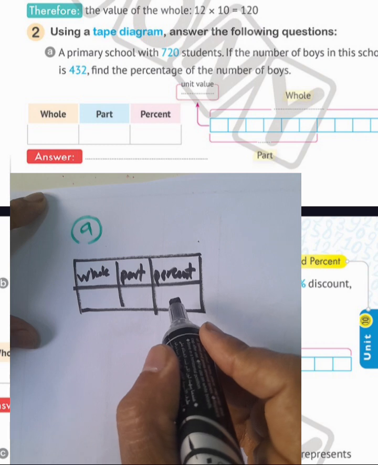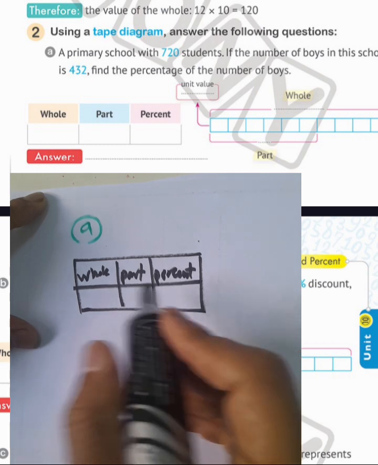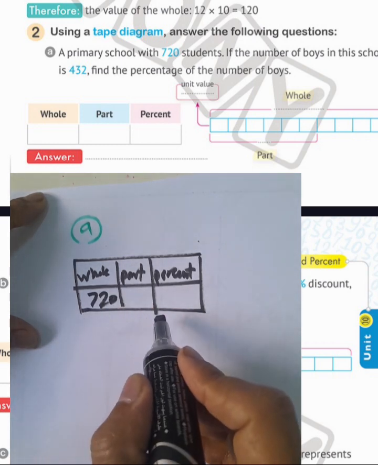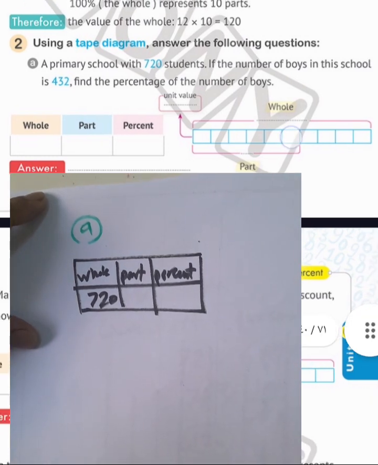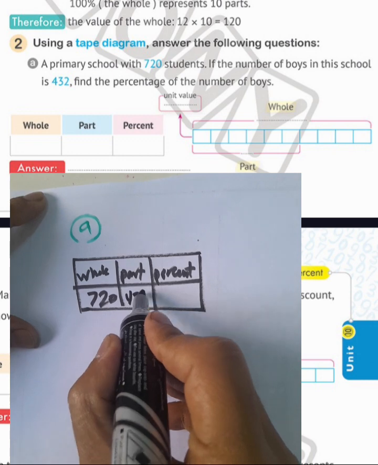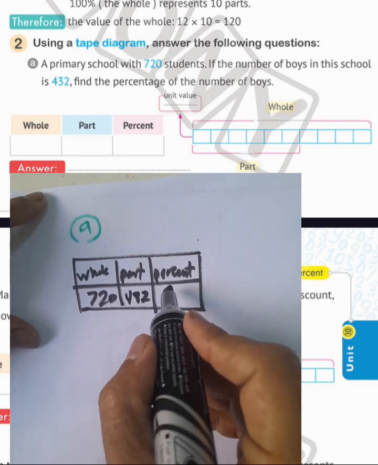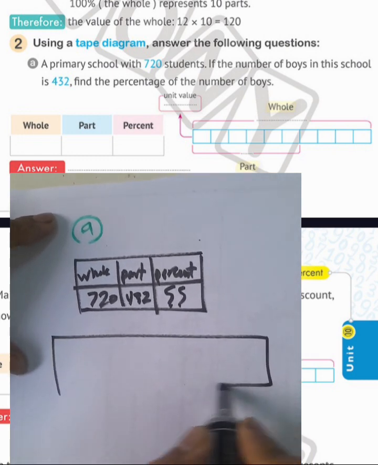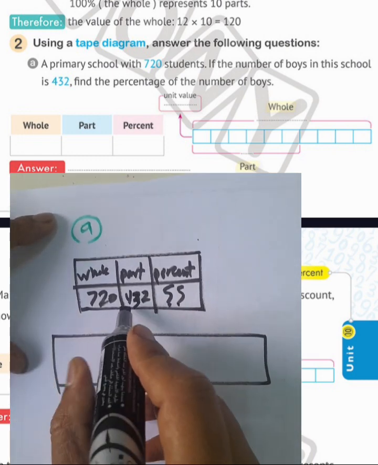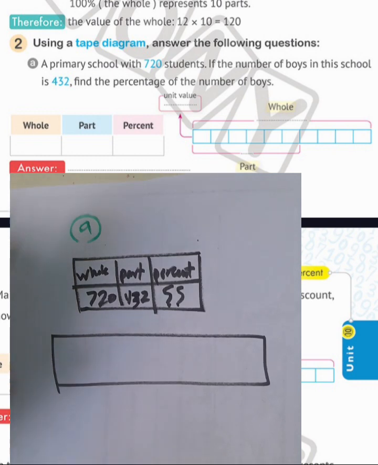Okay, he gives us a primary school with 720 students. And if the number of the boys in the school is 432, you want to find the percent of the boys. First step, we have here 432. Okay, in this example we want to find what?